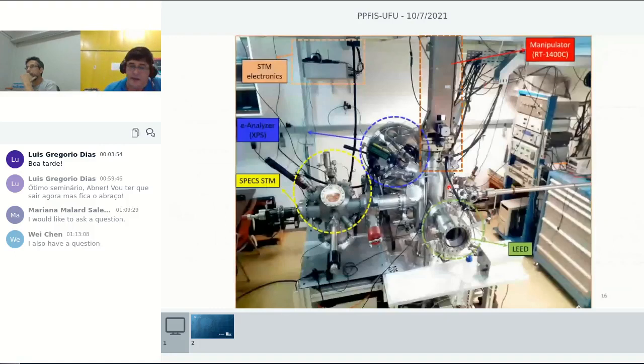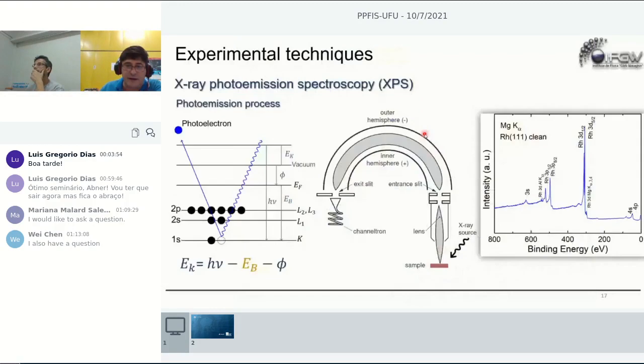A second technique, that is this one, this is the instrument, this is a big semisphere here. This is the electron analyzer. We can do X-ray photoemission spectroscopy, the very well-known XPS. This is based on the photoelectric effect. That means we come with a photon that you know very well the energy of this monochromatic photon source.